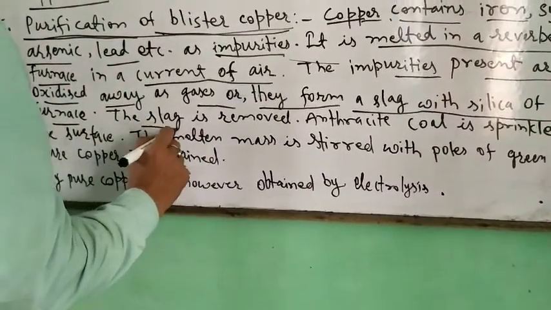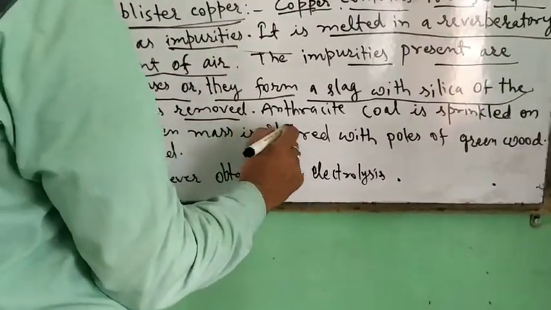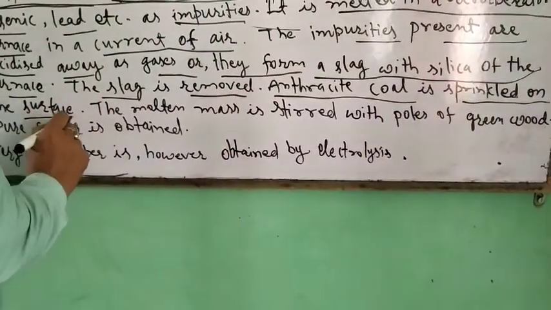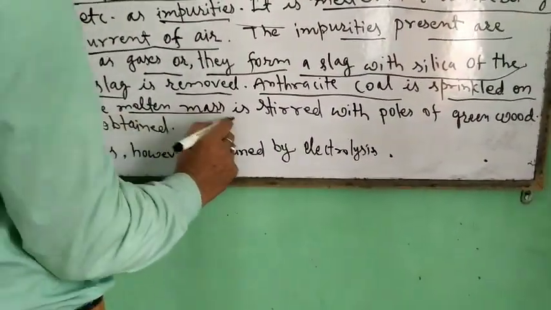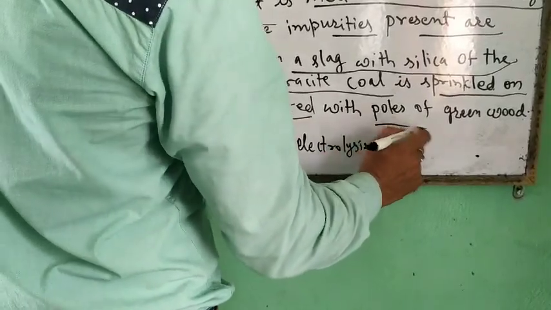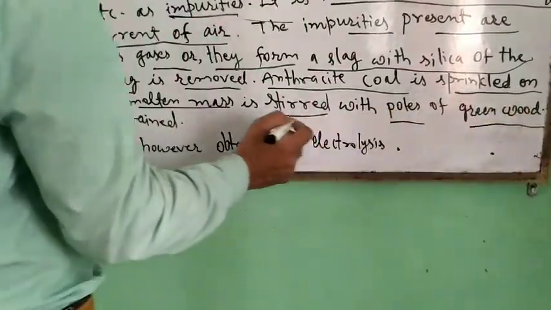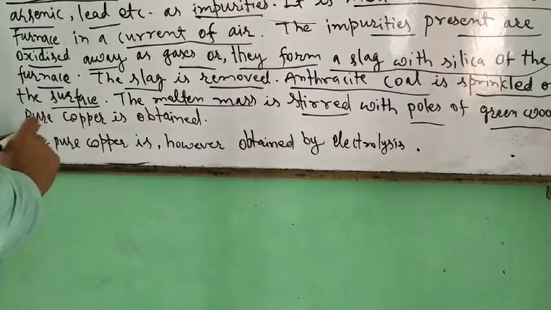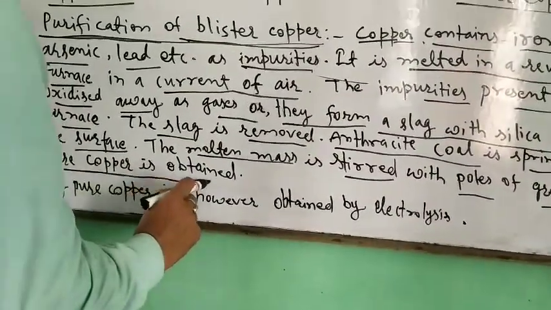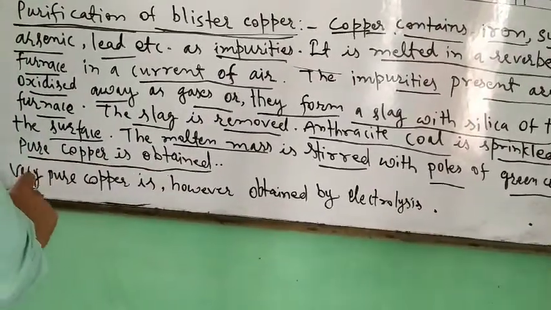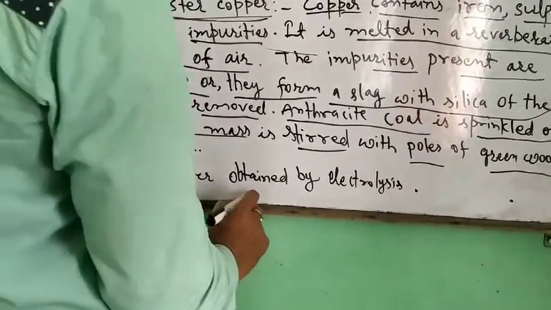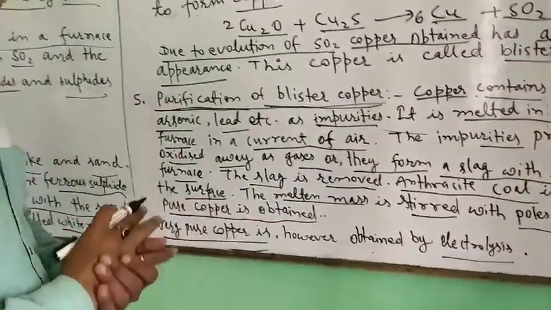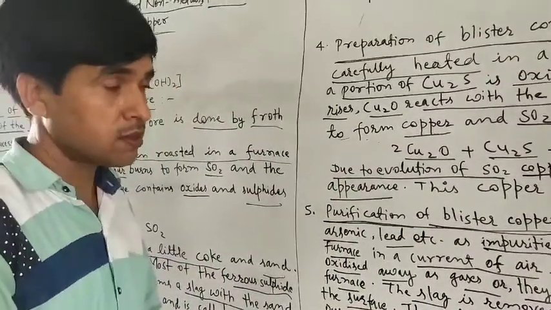The slag is removed. Anthracite coal is sprinkled on the surface. The molten mass is stirred with poles of green wood. This process is also known as poling. Pure copper is obtained in this process. However, very pure copper is obtained by the electrolysis of copper. So in this way we separate copper from copper ore.